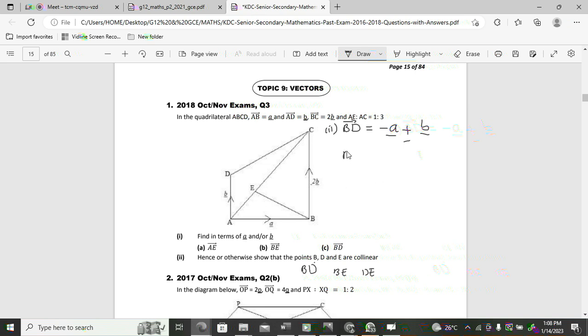The next one we need to find is BE. And how do you find BE? We also already found BE. Remember, this was question B here. We already calculated it. And what did we find? Is it negative 2 over 3 a plus 2 over 3 b? This is what we found already, right? It was here.